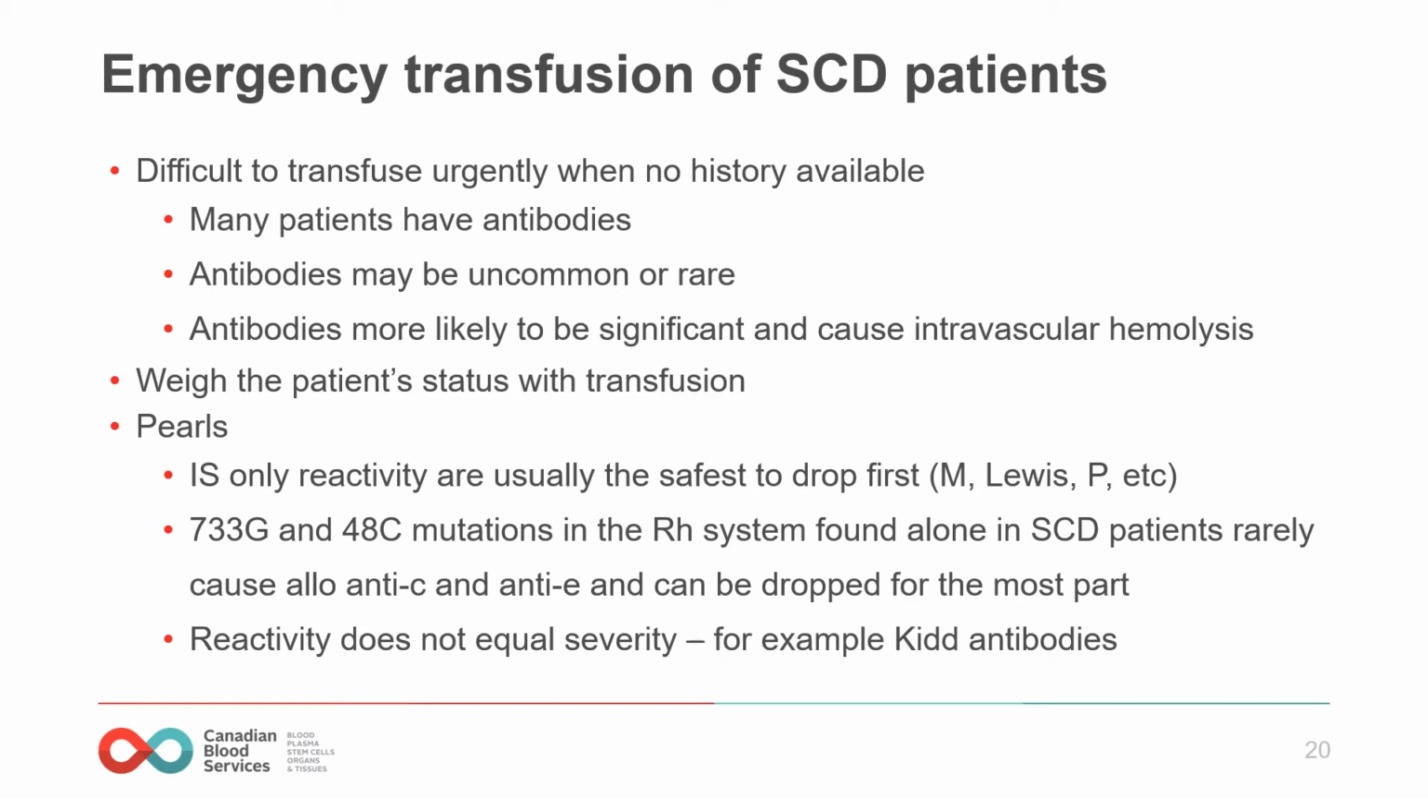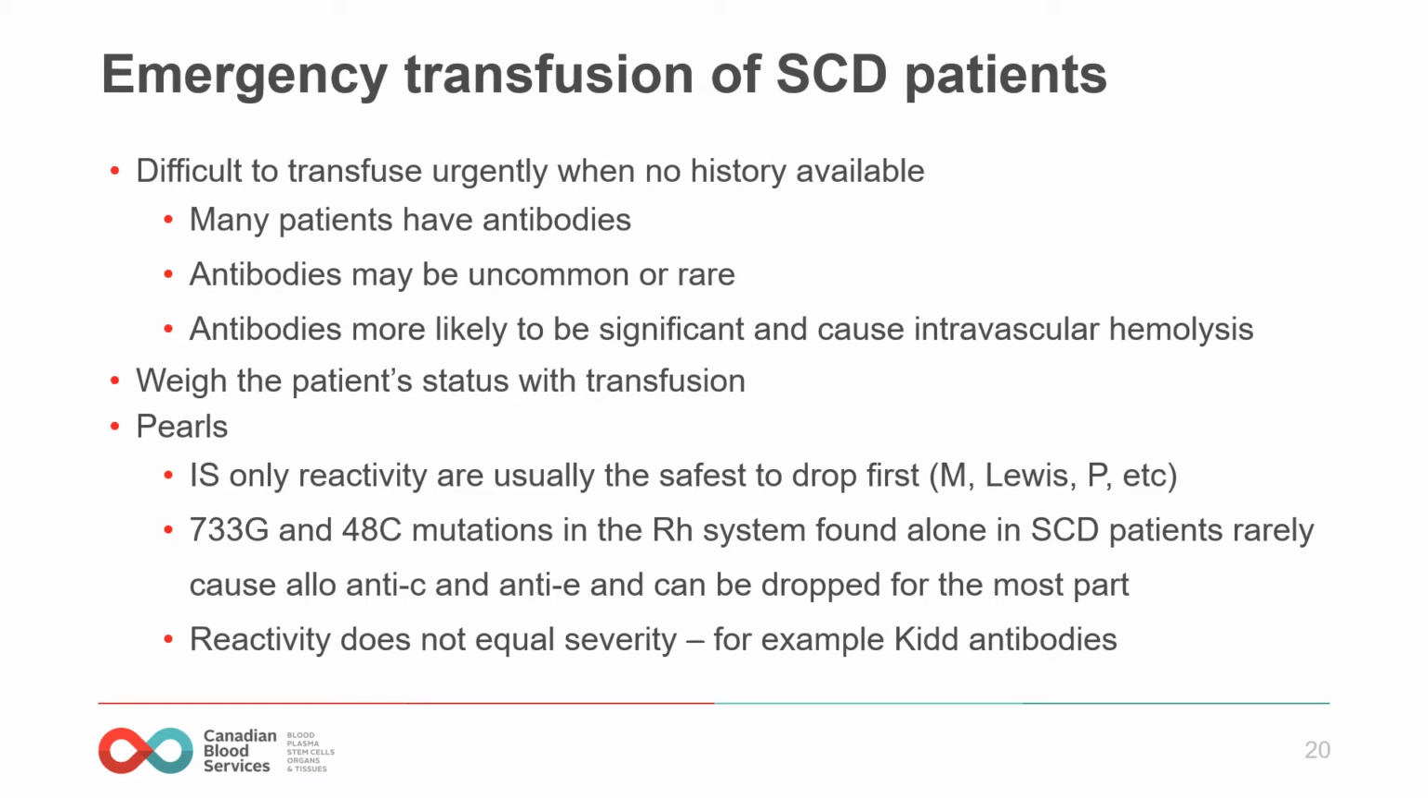The most important thing that we have to remember is that immediate-spin-only reactivity is usually the safest to drop first, like M, Lewis, P, etc. But we have to remember that's only good for reactivity at immediate spin. If they're reacting at 37 and IAT, that will be considered significant.